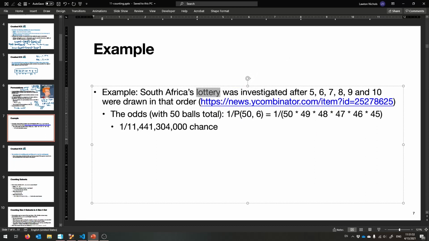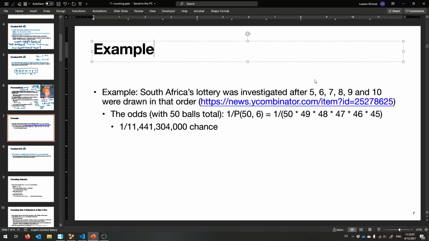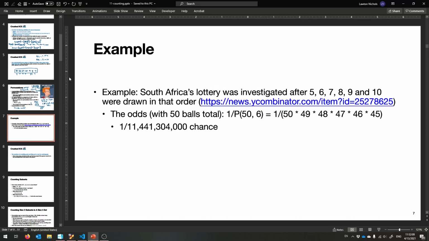A recent thing was that I think last semester South Africa had a lottery. I think they had plenty of those, but this particular lottery drawing was investigated by the police after they drew the numbers 5, 6, 7, 8, 9, and 10 in that order. Isn't that crazy? That is what happened.